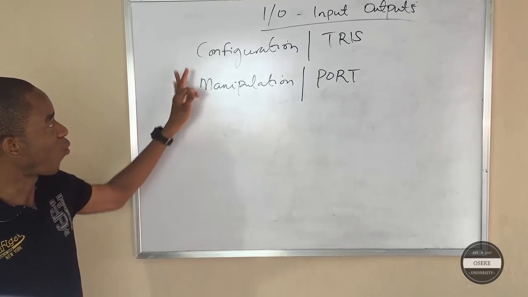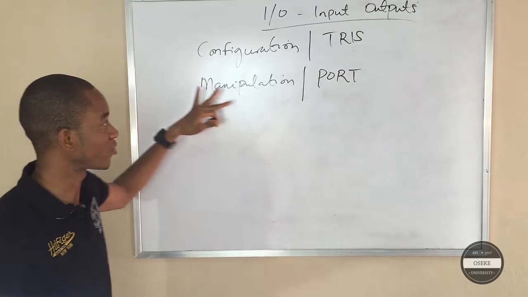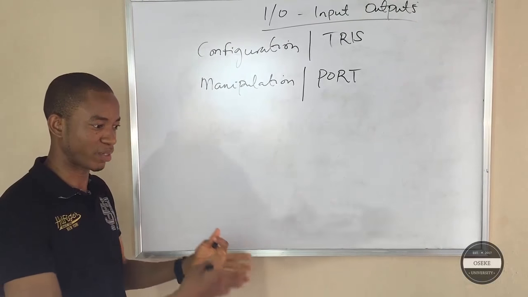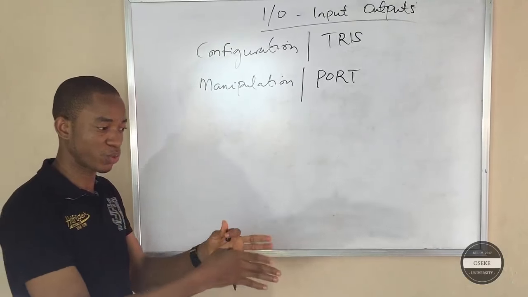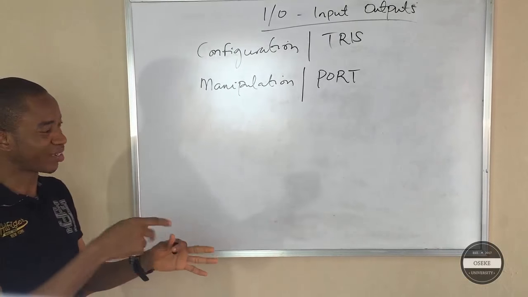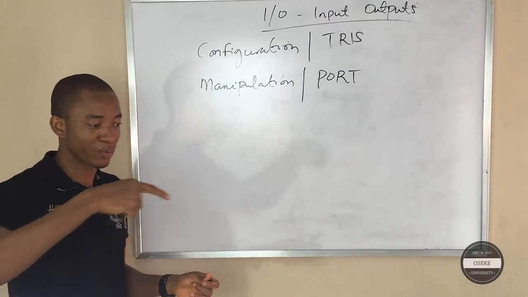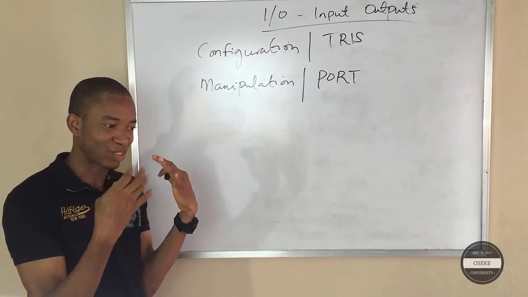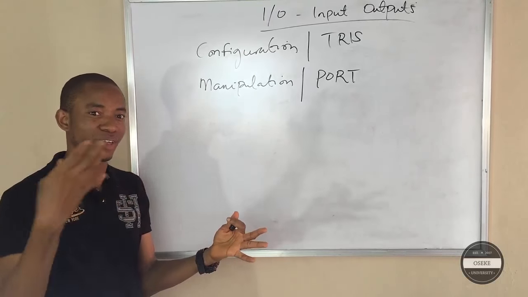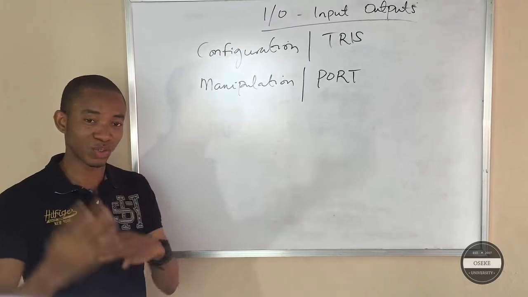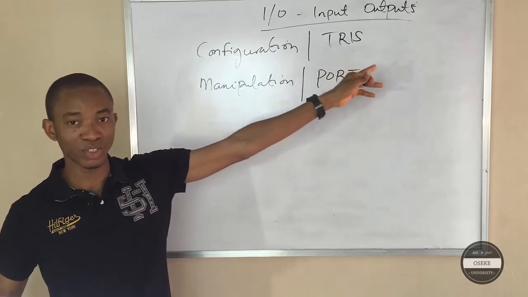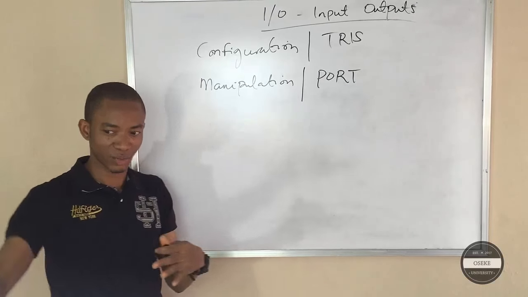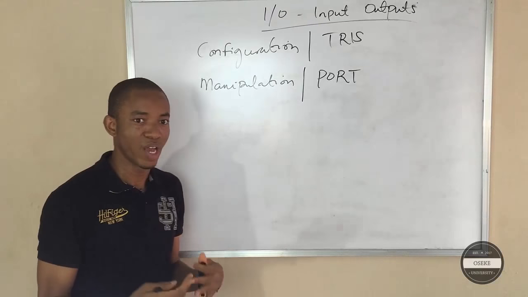So that's it. One is used for configuration, the other one is used for manipulation. What do I mean by configuration? What I just talked about now. You want to connect a switch to a pin, so you need to tell the microcontroller that you're going to be connecting a switch to this pin. You have to declare it, you have to tell the controller that you want to connect a switch to that pin, and that is what TRIS allows you to do.